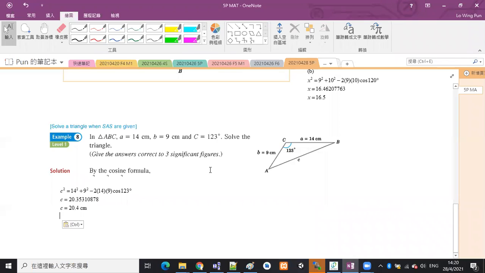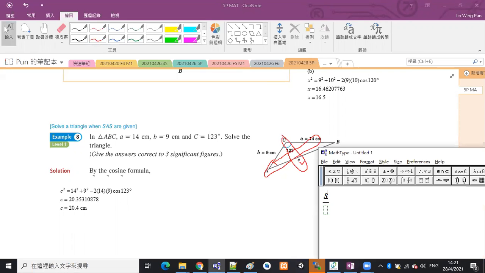Next, now I found length c. I still need to find this angle A and angle B. Okay, but one by one. But when we have found length c, we can use the sine formula, right? Because I have one pair of known corresponding length and angle. Okay, and then we can use the second pair to find the angle A. Can you get this?